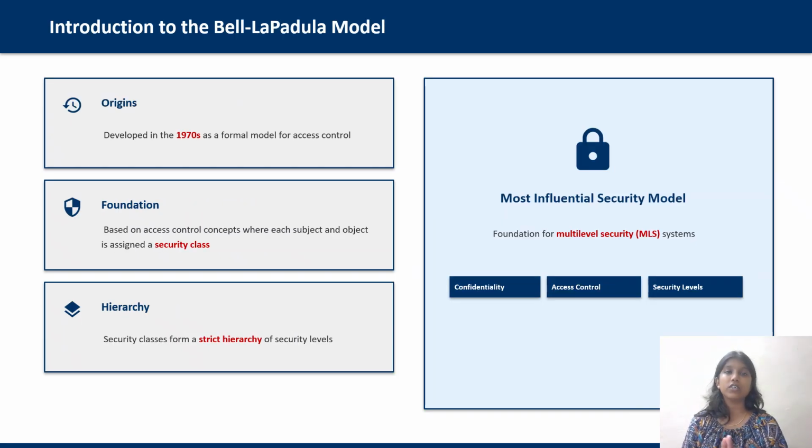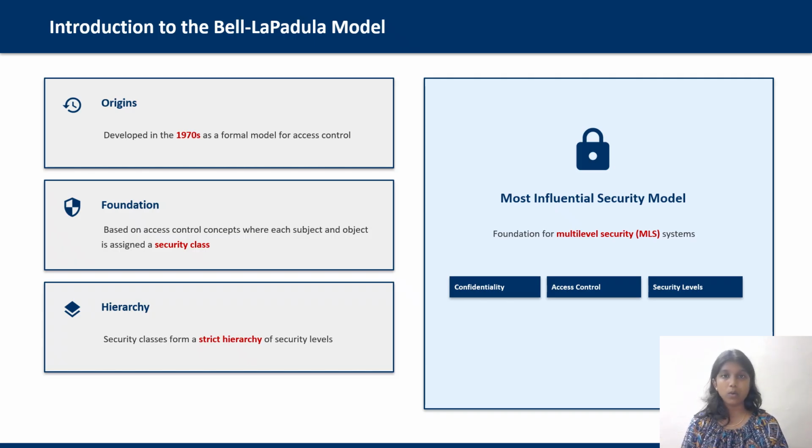So next is the introduction to the actual Bell-LaPadula model. The first one is origins. It was developed in the 1970s as a formal model for access control. The foundation is based on access control concepts where each subject and object is assigned a security class. Each file object gets a security class in a strict hierarchy.